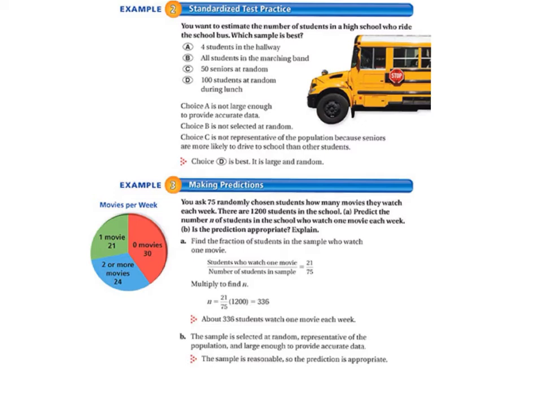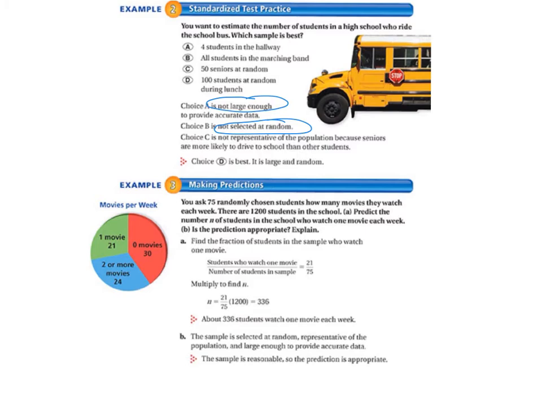So let's start by ruling some things out. Choice A is not large enough to provide accurate data. Choice B is not selected at random because all of those students are in the marching band. So all of those students have one thing in common, so they might have something similar going on, like they might not take the bus because they have to be at band practice before school in the morning.